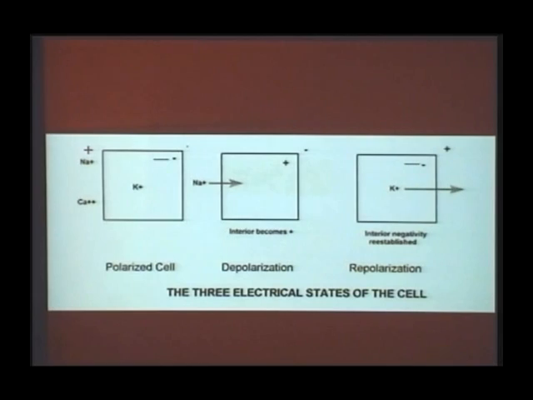Depolarizes, inside cell becomes positive, outside cell becomes negative. So the recovery is repolarization. Please remember, we will always have confusion: at a resting state, is the outside positive or negative? We always have that confusion, isn't it?